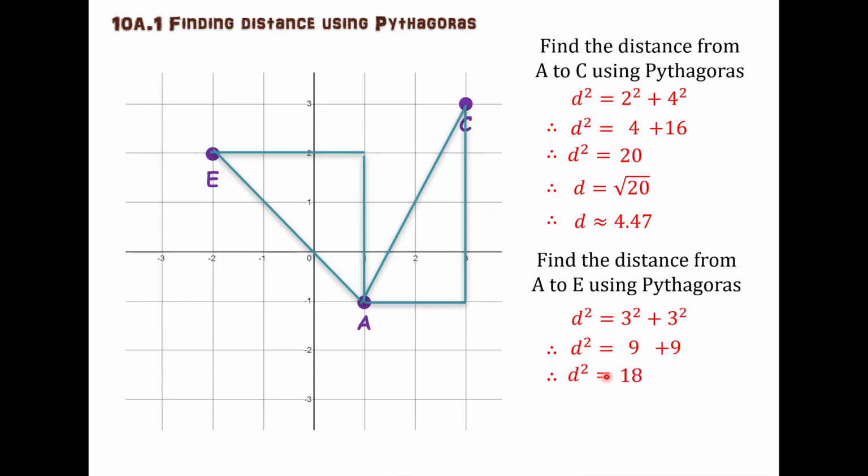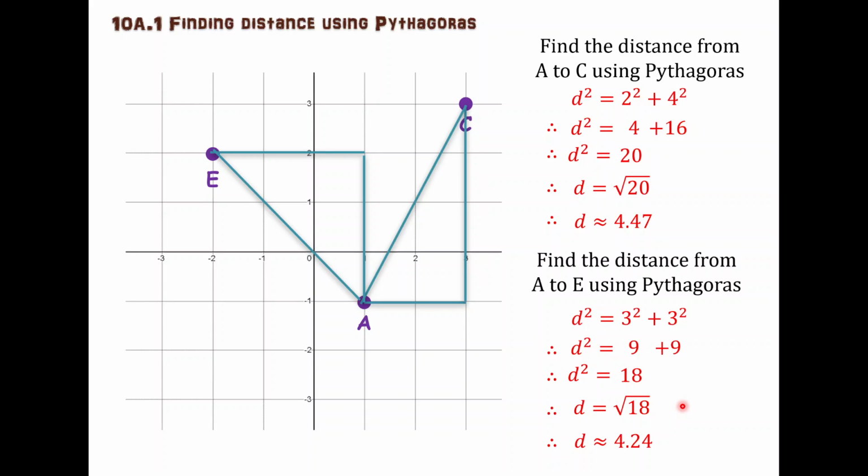I know what D squared is, so to figure out D, I need to take the square root. So D is the square root of 18. This is the exact answer. It's in surd form. That's what the square root means. To get an approximate answer, again, you can just put it in your calculator.